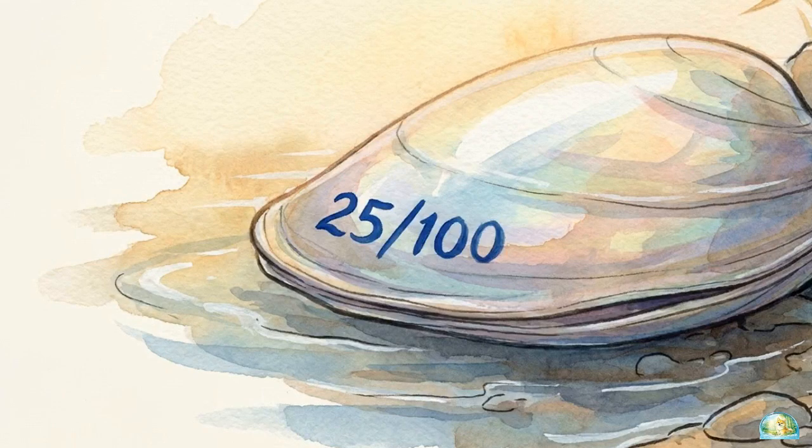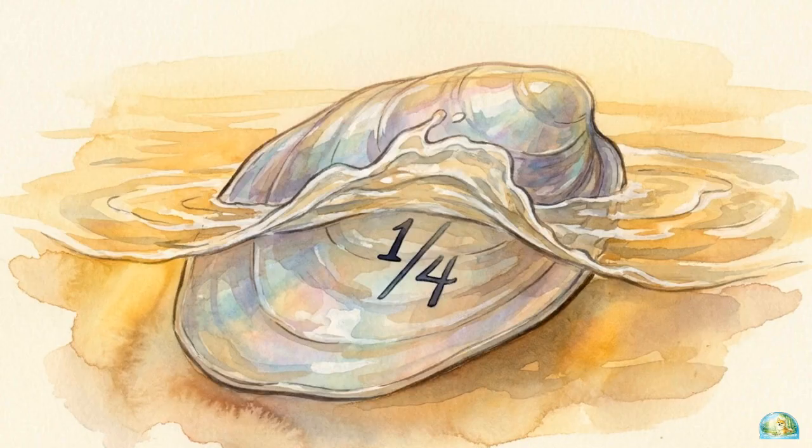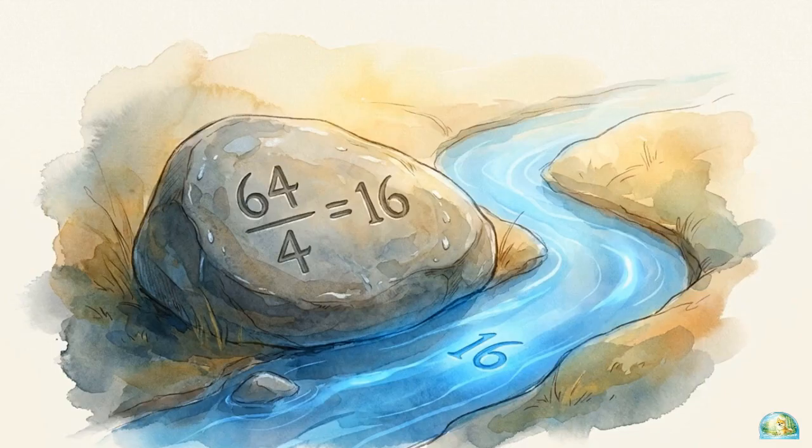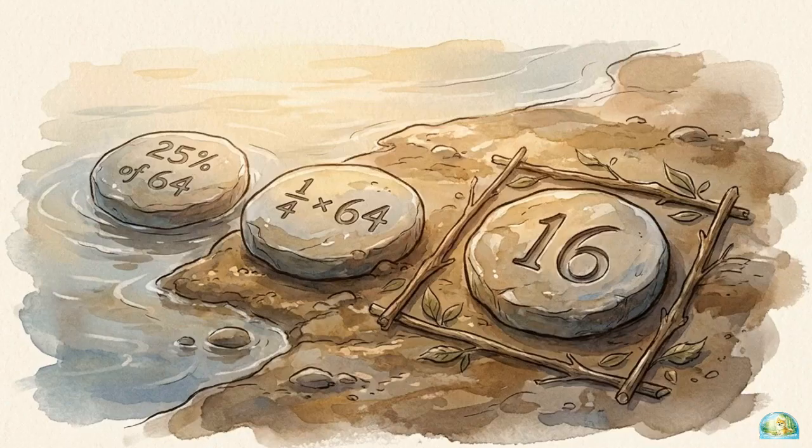This shell marks 25% in its baseline form, 25 out of 100. But look at the water's edge. That proportion simplifies perfectly to an equivalent benchmark fraction of 1/4. To find 1/4 of our total, we take those 64 reeds and divide them into 4 equal groups. So 64 divided by 4 is 16. Identifying a specific, clean percentage and converting it directly into a simple fraction makes processing large total quantities highly efficient.